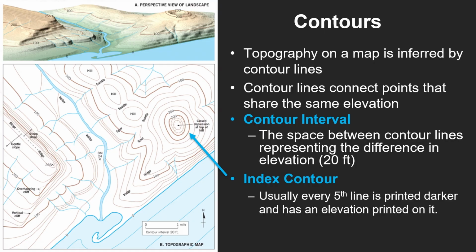Contour lines are the heart of topographic maps. Each line connects points of equal elevation. The contour interval tells us the vertical spacing between lines. Here, it's 20 feet. Index contours are the bold lines, usually every fifth line, that help us quickly read elevation.